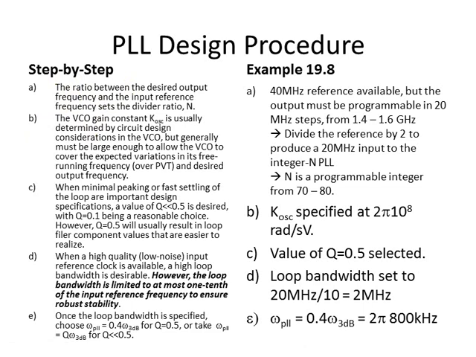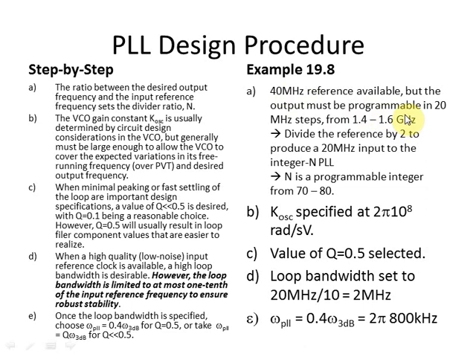So, for example, if you have a 40 megahertz reference available and you want to produce a 1.4 gigahertz output, or let's consider first the example of a 1.6 gigahertz output, then you might say, well, I need to choose N equal 40, okay? And that would work.